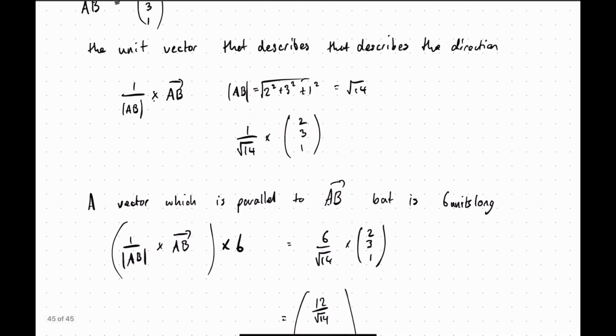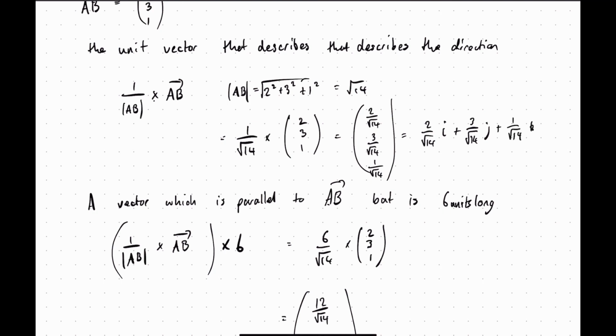Sometimes with the unit vector, you'll see it just written as one thing. In reality, you should simplify it down to 2 over root 14, 3 over root 14, 1 over root 14, if you're writing it like that. Or you may end up writing it in IJK notation, which is 2 over root 14 I plus 3 over root 14 J plus 1 over root 14 K. Depending on how they want you to leave it. But technically, that quite often is acceptable for the unit vector, just saying 1 over root 14 times the vector direction.